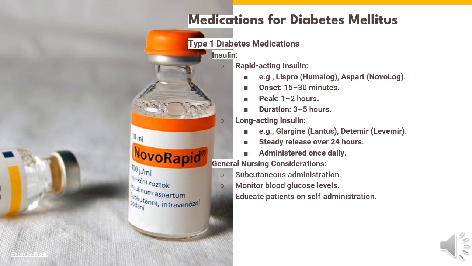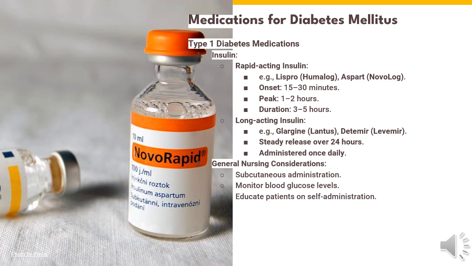These insulins, such as Lispro or Humalog and Aspart or Novolog, are designed to mimic the body's natural insulin response to meals. They have an onset of action within 15 to 30 minutes. They reach their peak effect in 1 to 2 hours and have a duration of approximately 3 to 5 hours. They are typically administered just before or after meals to control postprandial blood glucose spikes. Check what postprandial means.